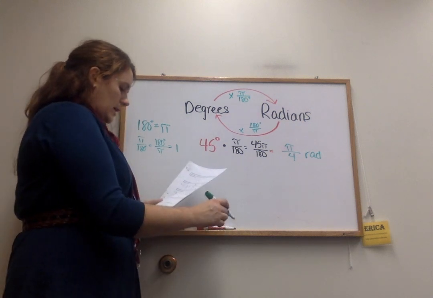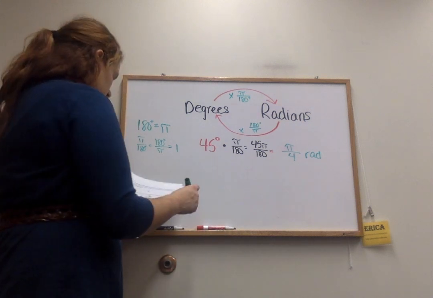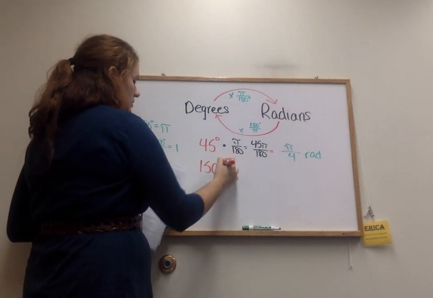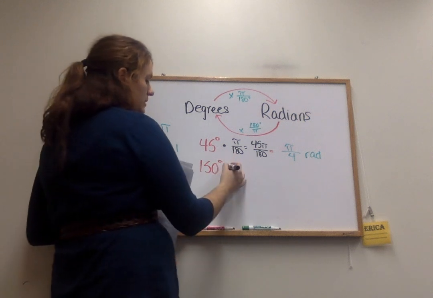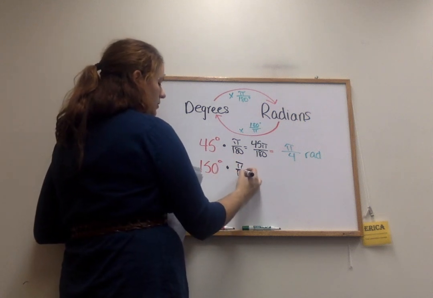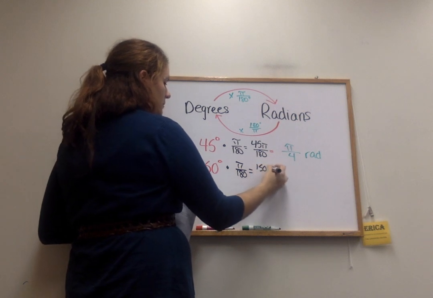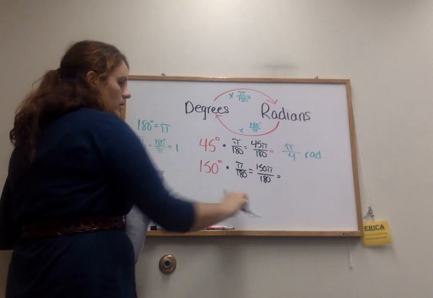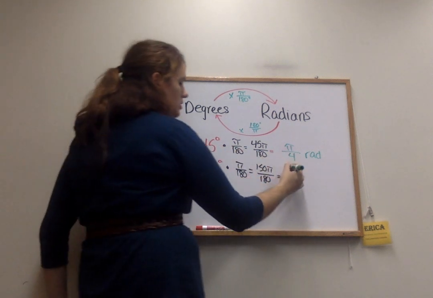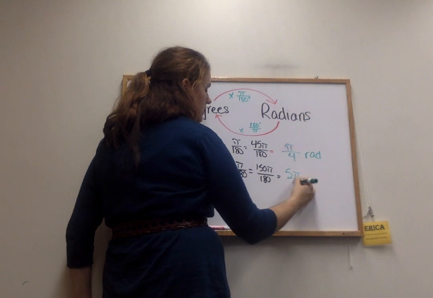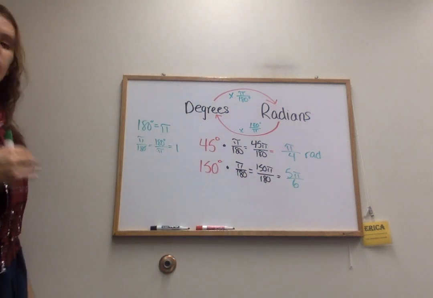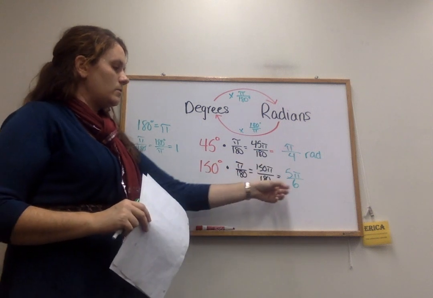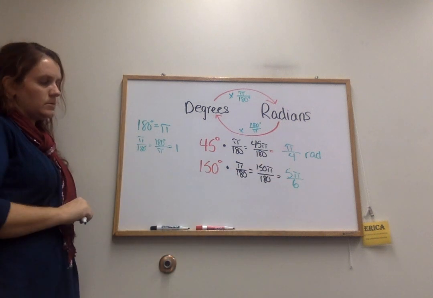All right, let's take a look at another example. We can start with 150 degrees, and same process. We're going to take that and multiply it by pi over 180, which gives us 150 pi over 180. And then you can go ahead and work on simplifying that. It should reduce down to 5 pi over 6. 30 goes into both of those numbers. 30 into 150 is 5. 30 into 180 is 6. And again, that's in radians.